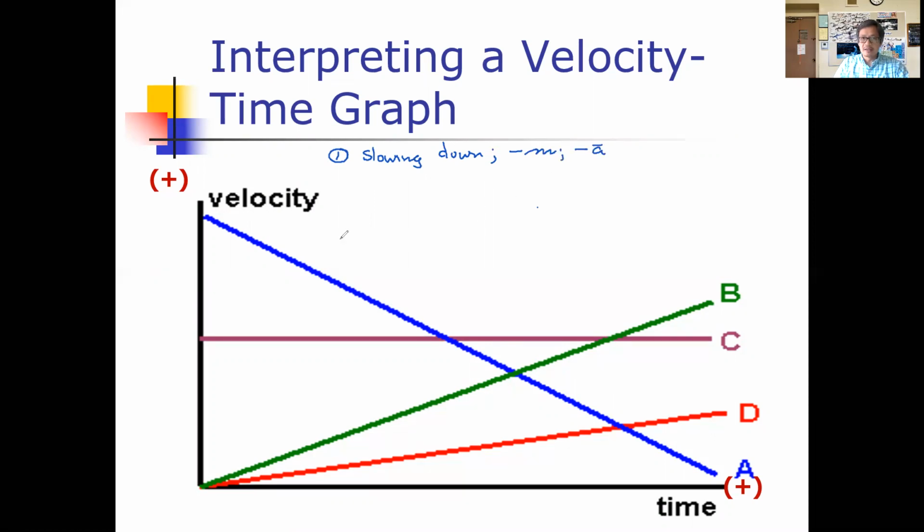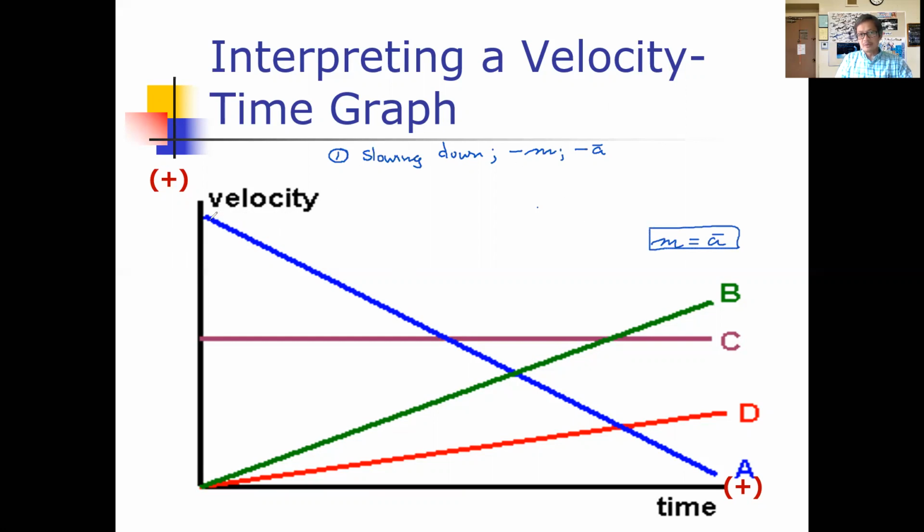Remember, on a velocity time graph, the slope of an object is the acceleration. The slope is the acceleration on a velocity time graph. So we know the object is slowing down for a couple of reasons.